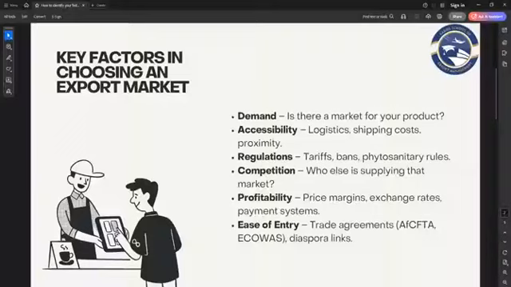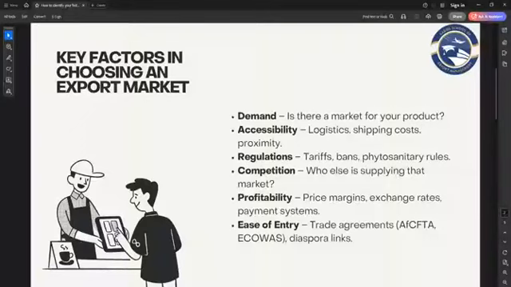Then you look at competition. Who else is supplying that market? There are three ways to look at such competition, and I'm going to break it down in this webinar. One is, who else is supplying that market from where you are, from Nigeria. For people shipping foodstuffs, for instance, to the United Kingdom or to Australia or to different countries, you'll see that already there are Nigerian foodstuffs in this environment.